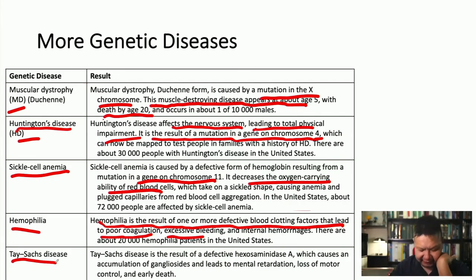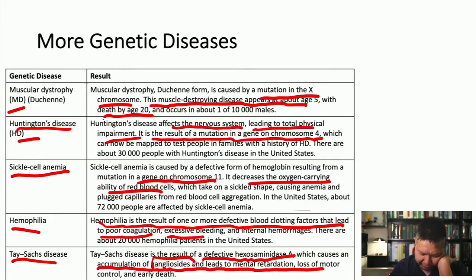And there's Tay-Sachs disease. This is a result of a defective hexosaminidase A enzyme, right? Which causes accumulation of gangliosides and leads to mental retardation, loss of motor control, and early death. Gangliosides are in the brain, by the way, like ganglia, right? So those are some genetic diseases.